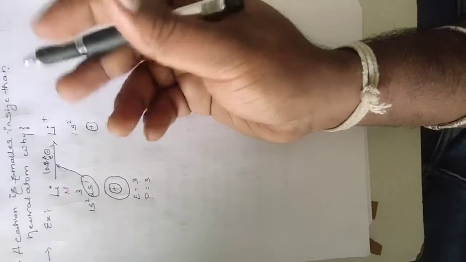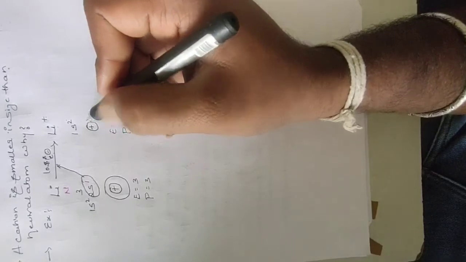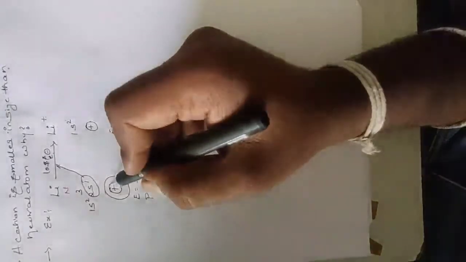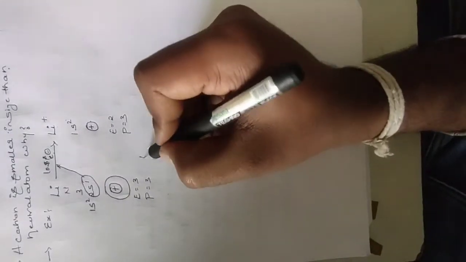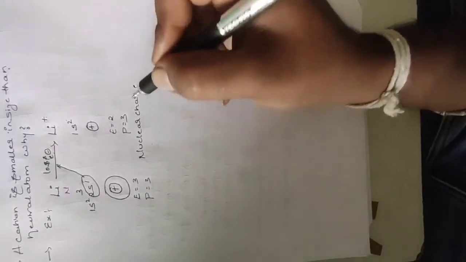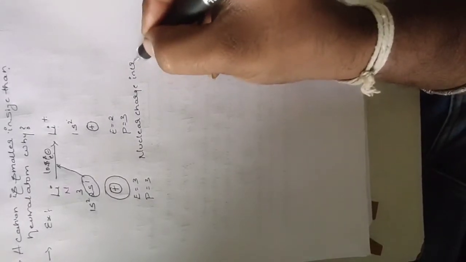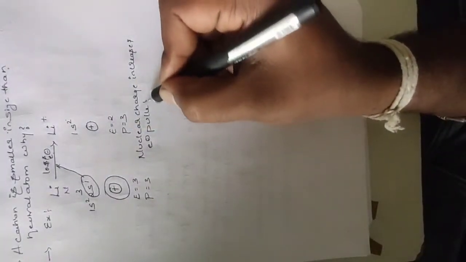Then the nuclear charge will increase. You see, here the atomic size will be smaller when compared to lithium. Lithium plus is smaller compared to lithium. Then the nuclear charge increases. Okay, we'll write that nuclear charge. The distance between the nucleus and electrons decreases. Electrons are pulled to the nucleus.